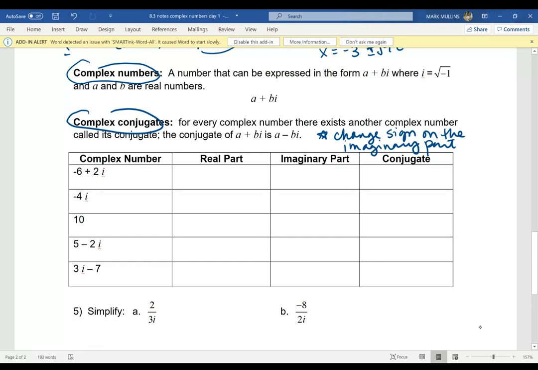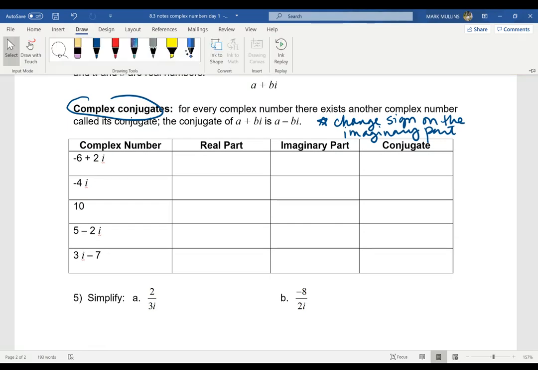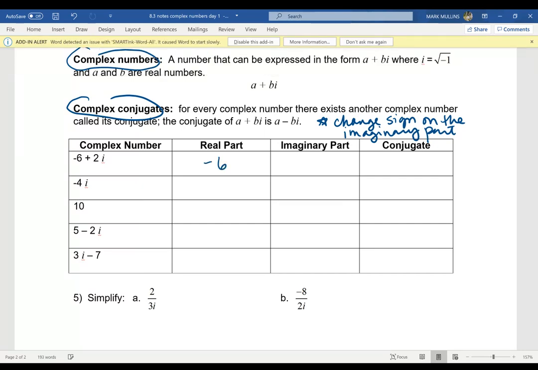So we're going to fill out this table just looking at vocabulary. If I have negative 6 plus 2i, my real part is the negative 6. My imaginary part is 2i. So it's pretty easy to pick out the imaginary part, right? It just has the i with it. So the conjugate means I change the sign on the imaginary part. So the real part will stay -6, and then instead of being a plus 2i, now I have a minus 2i.